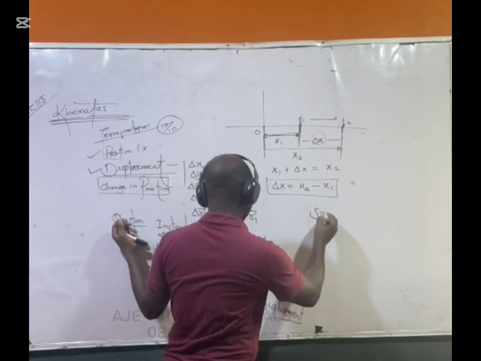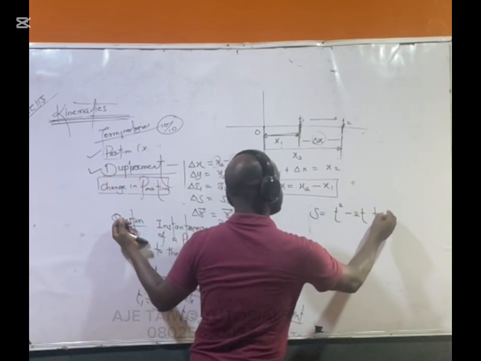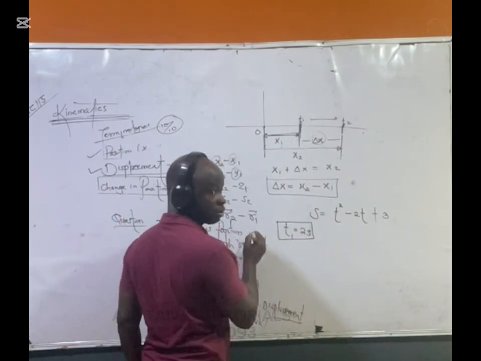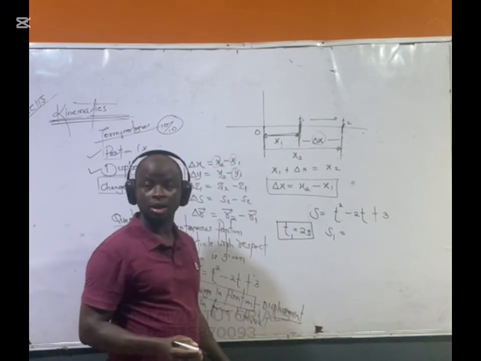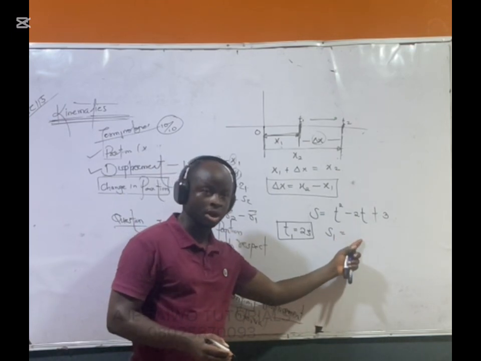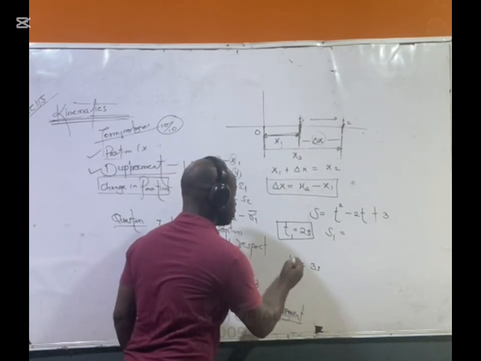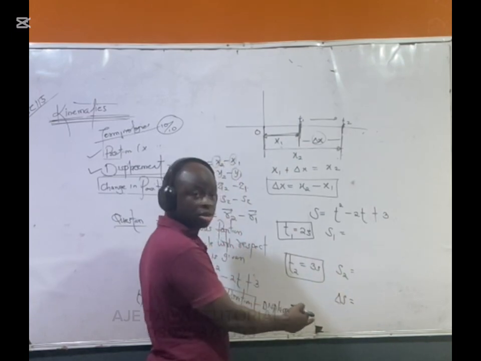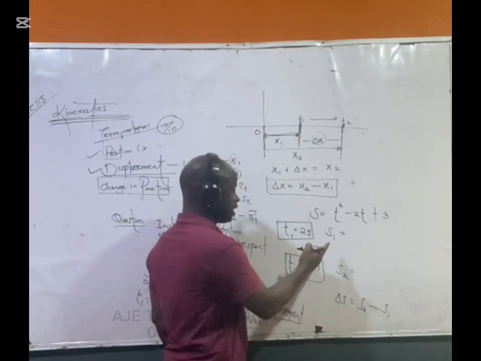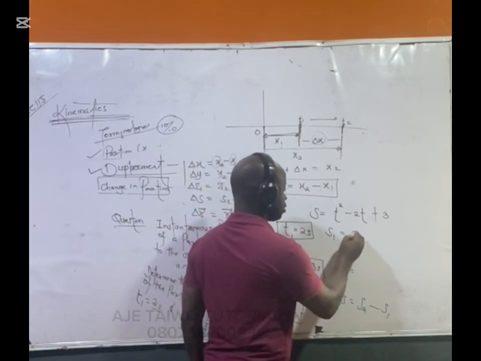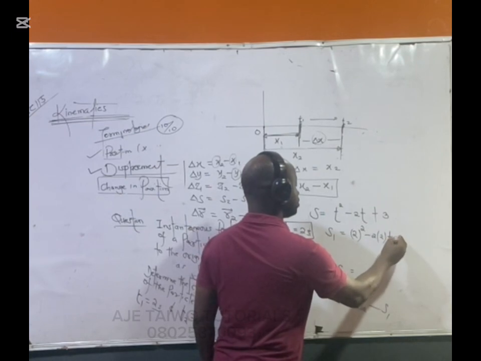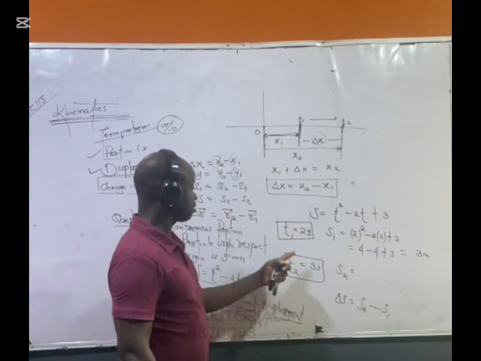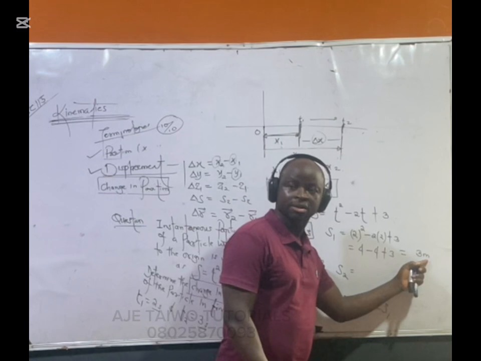Our s is t squared minus 2t plus 3. So when t1 is 2 seconds, we're going to find s1. When t2 is 3 seconds, we're going to find s2. And our displacement is what? Delta s, the change in position, is s2 minus s1. So let's get s1 by putting t as 2. 2 squared minus 2 times 2 plus 3. That will be 4 minus 4 plus 3. Answer is 3 meters. That means at time 2 seconds, the particle is 3 meters from the origin.